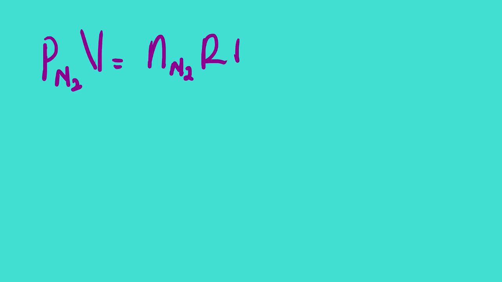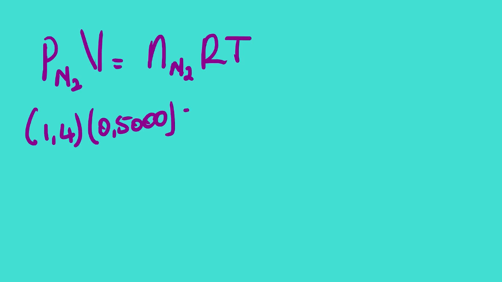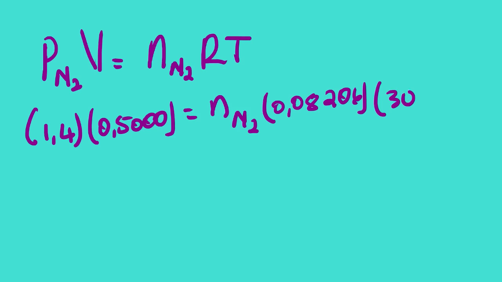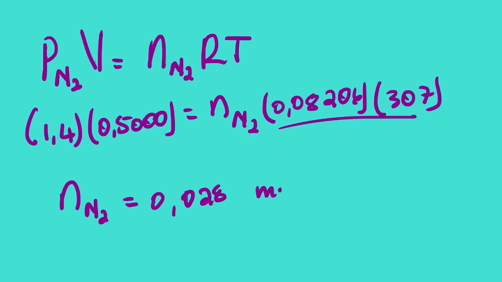So we have PN2 V equals nN2 RT. Partial pressure of this is 1.4. Then the volume is still 0.5000. nN2 times R is 0.08206. Then our temperature is 307. Divide both sides by this, you're going to get our nN2 as 0.028 mole. So since we have this, we can find the total number of moles.